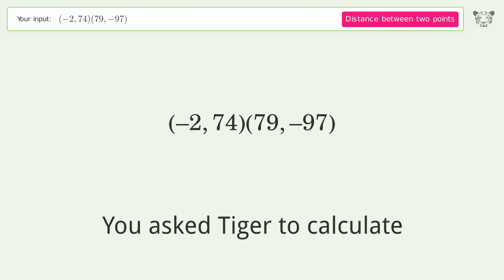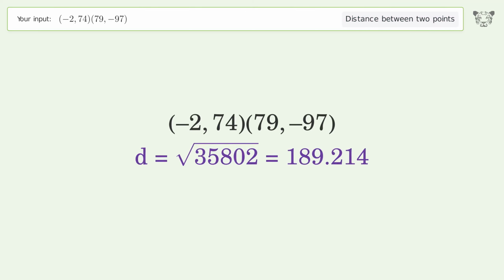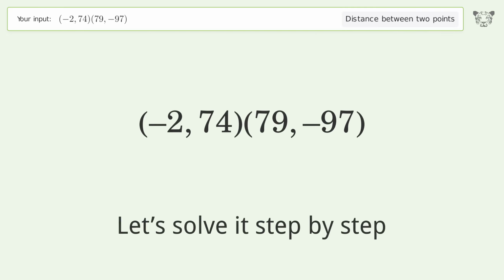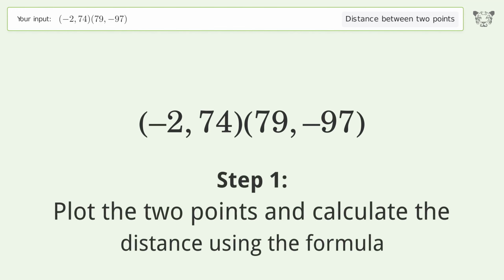You ask Tiger to calculate. This deals with the distance between 2 points. The distance between the 2 points is the square root of 35,802, or 189.214. Let's solve it step by step. Plot the 2 points and calculate the distance using the formula.